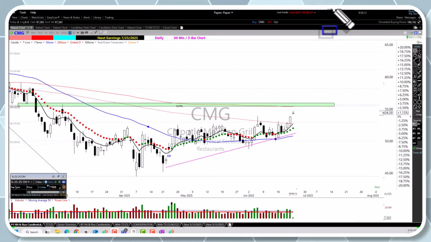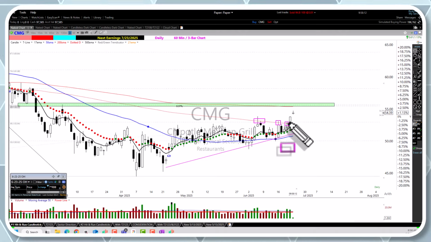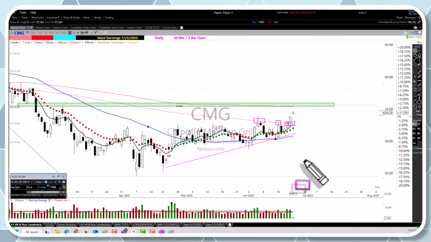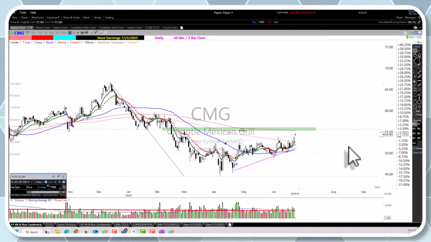The next time, yeah. But right here, look at the dotted deuce. Right there. Look at it right there. And it's crazy the amount of times that this happens. Look at that right there. Look where we opened up, right there. Now, you're thinking, so what? Go look at the rest of the chart.